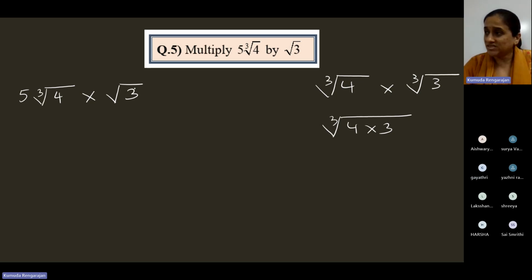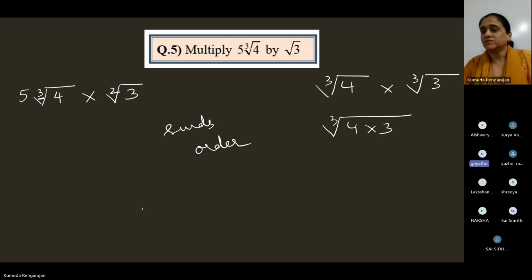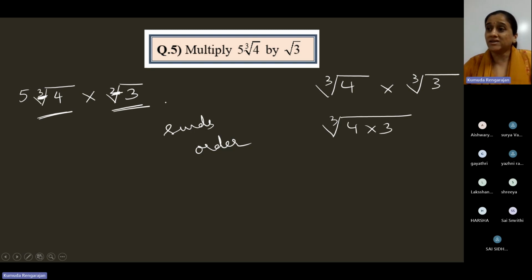So you'll have to bring them to the same order. The order here is 3. The order here is 2. You'll have to bring the surds to the same order. And the same order will be the LCM of the given orders. What's the LCM of 3 and 2? 6. So you'll have to bring both the surds to order 6.